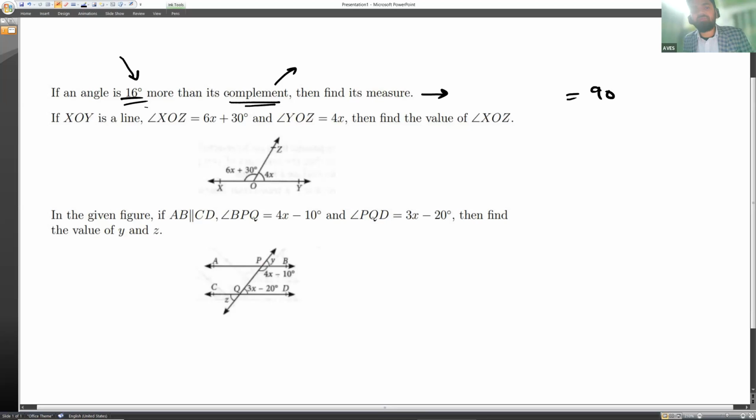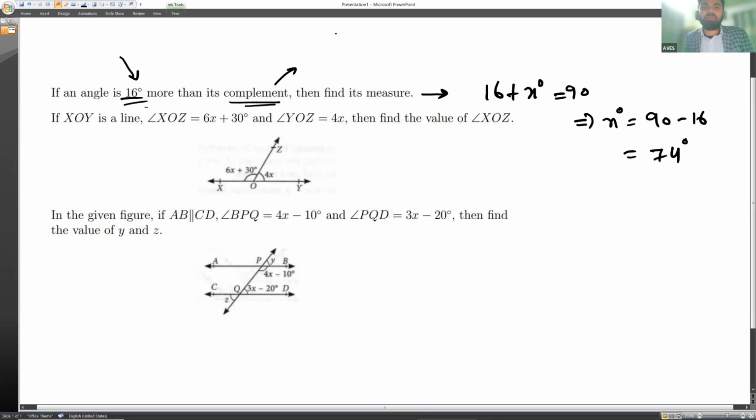Okay, so let the first angle be 16, and let the second angle be x degrees. So 16 plus x degrees is equal to 90 degrees. So x degrees will be equal to 90 minus 16, and then you will get 74. It will be 74 degrees. Note it down, please.